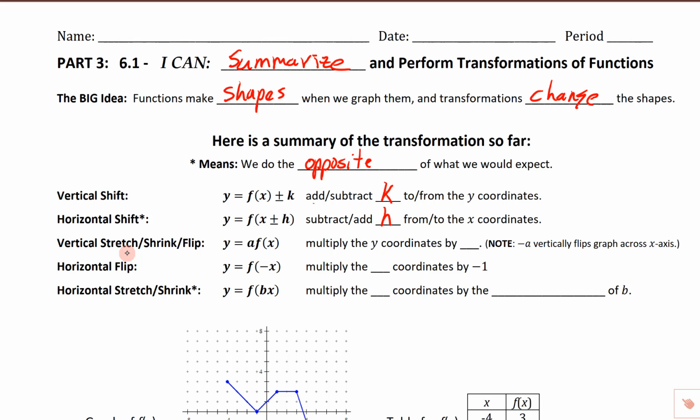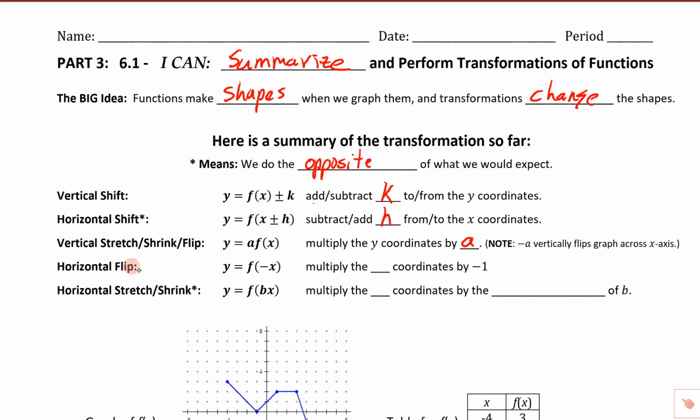And then we'll take a look at a vertical stretch, shrink, or flip. So that's where we have the regular old function right here. So here's f of x right there. And then we're going to have an a multiplied by that outside. So we're going to multiply the y coordinates by a, and that's going to vertically stretch it or shrink it. And notice that if this happens to be negative, that's what's going to flip it upside down across the x-axis. That's going to change the sign of each one of those y coordinates.